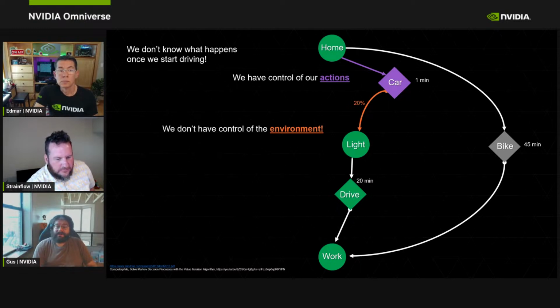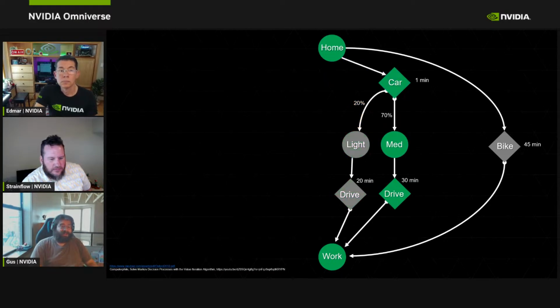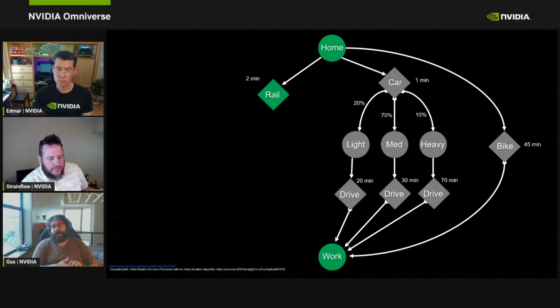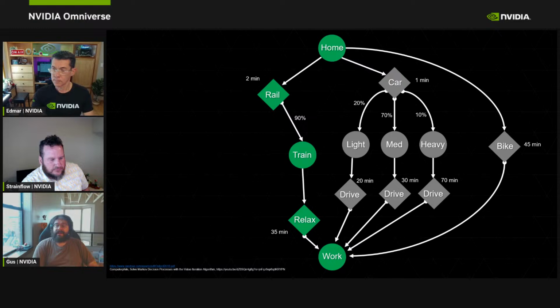So there could be a 20% chance that we end up in light traffic, and that takes us about 20 minutes to get to work. There's a 70% chance that we'll end up in medium traffic, and that takes us 30. And then there's a 10% chance that we'll end up in heavy traffic, and that takes us 70 minutes. So we can model the likelihood of us encountering any of these with this probability that we associate after the action, right? Now, our other option, rail, well, we could take it, and it takes us 2 minutes to get to the rail station.